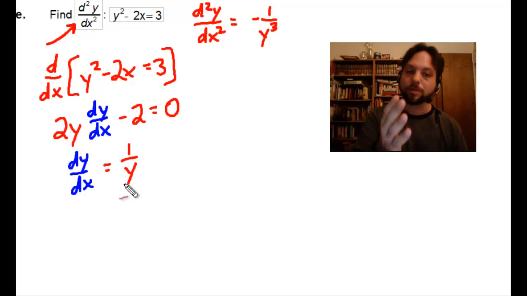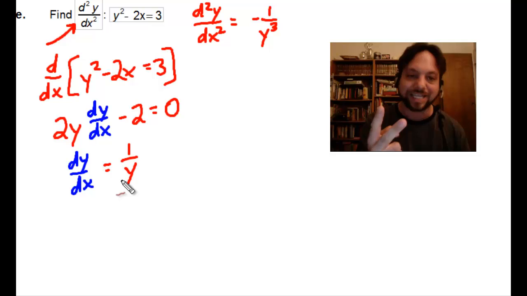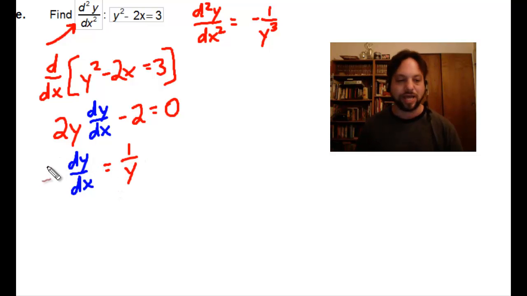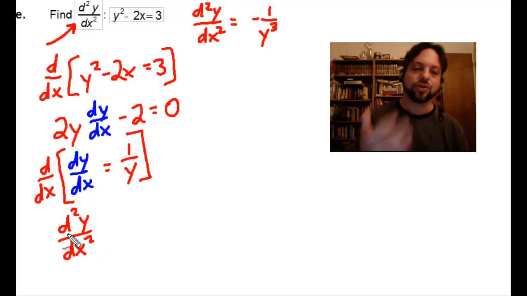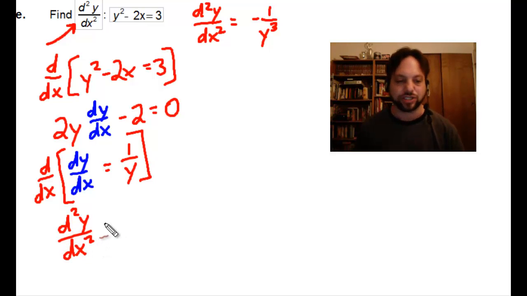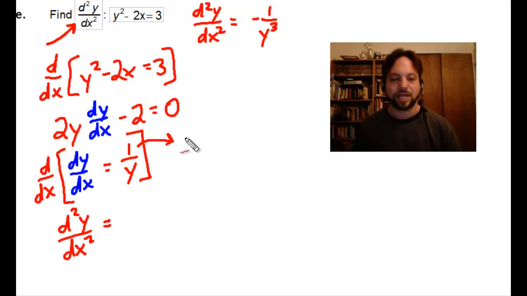However, remember that what we're actually looking for is the second derivative. So if I want to go ahead and differentiate this, this is my new equation, and I want to differentiate that with respect to x, well, watch what's going to happen. On the left side here, this is where we get our notation d squared y over dx squared. So hopefully that explains why we use that as our second derivative notation. But what's going to happen over here on the right? Well, I'm going to rewrite this as y to the negative first power.